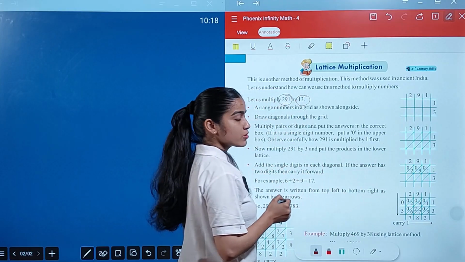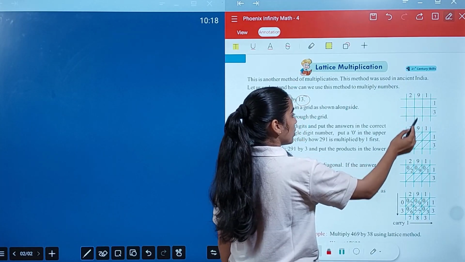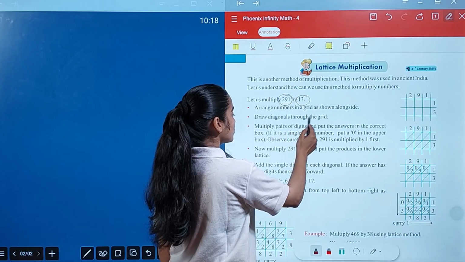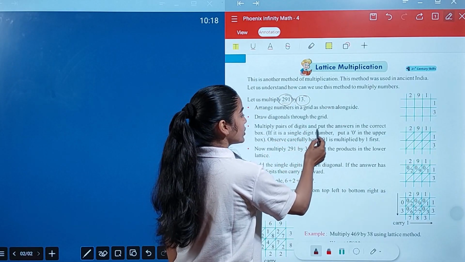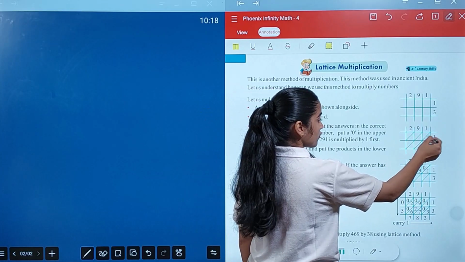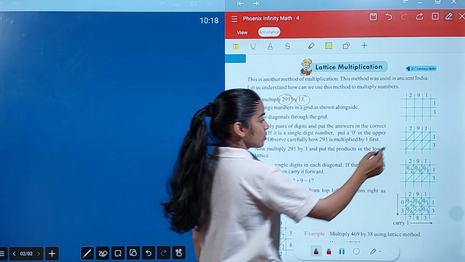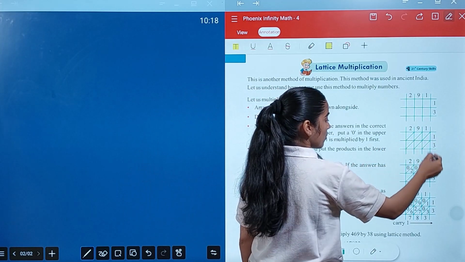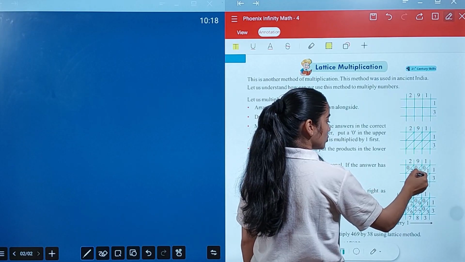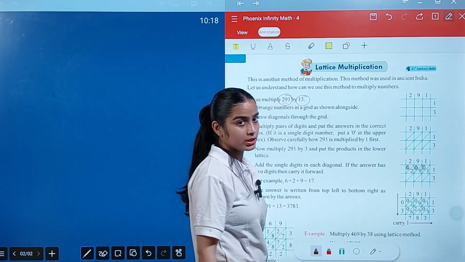Then you have to proceed diagonally. How? For example, 1 multiplied by 1, 1 multiplied by 9, 1 multiplied by 2. So draw a diagonal through the grid, multiply pairs of digits and put the answer in the correct box. First we divide these boxes diagonally. Now 1 multiplied by 1 is 1, 1 multiplied by 9 is 9, 1 multiplied by 2 is 2. And you have to put a 0 because we have only a single digit number.